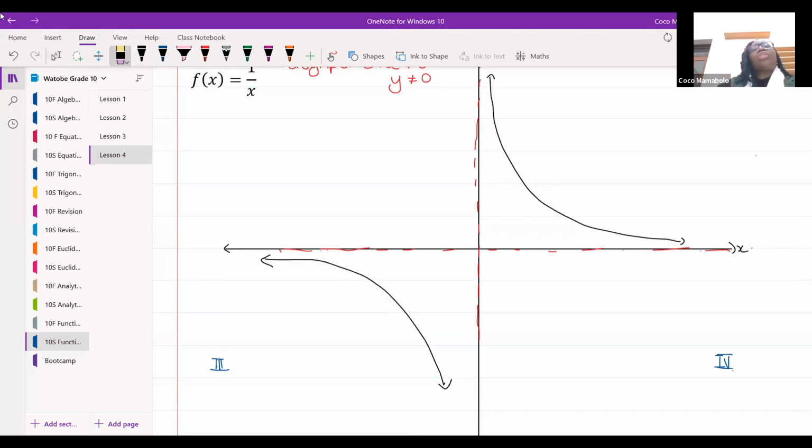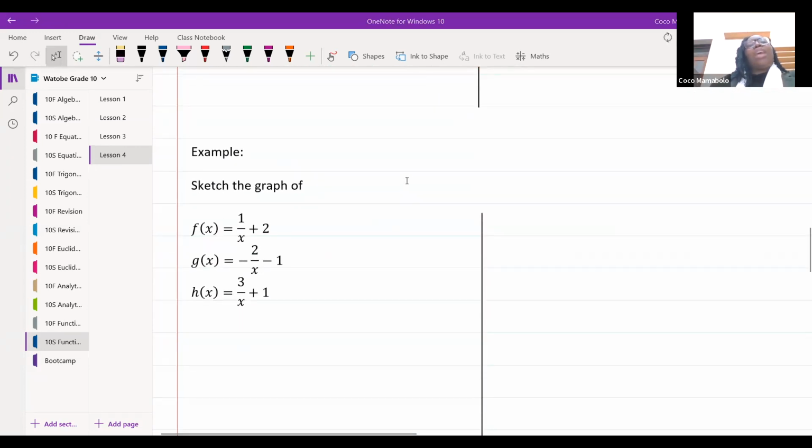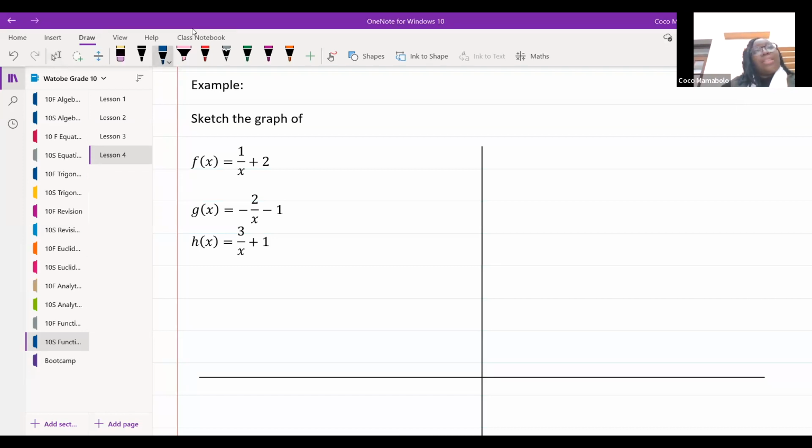All right. Now we're going to step it up a notch, and we're going to be looking at a couple of things that we need to be able to do when we're looking at these particular graphs. Let's look at the following one over here. It says, sketch the graph of f of x is equal to 1 over x plus 2. Now, I'm going to ask you guys, is this graph positive or negative? The graph of f of x, is it positive or is it negative?